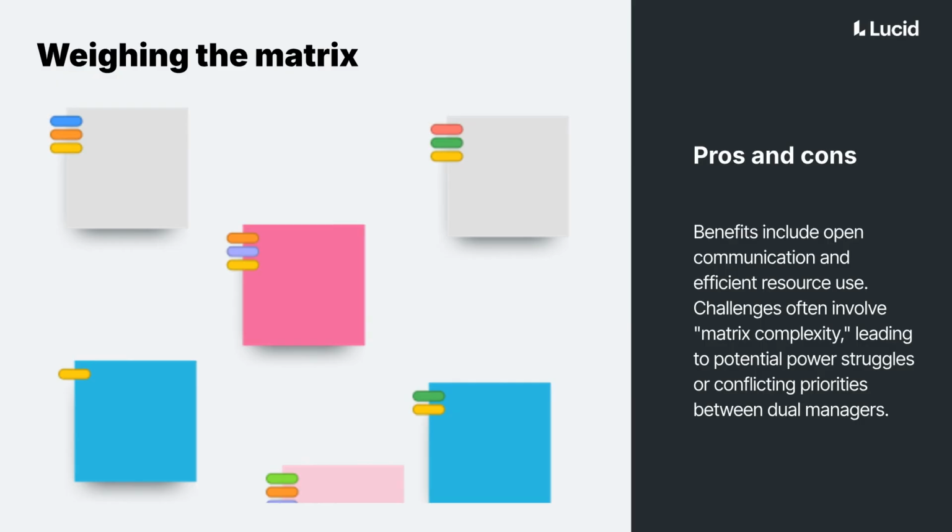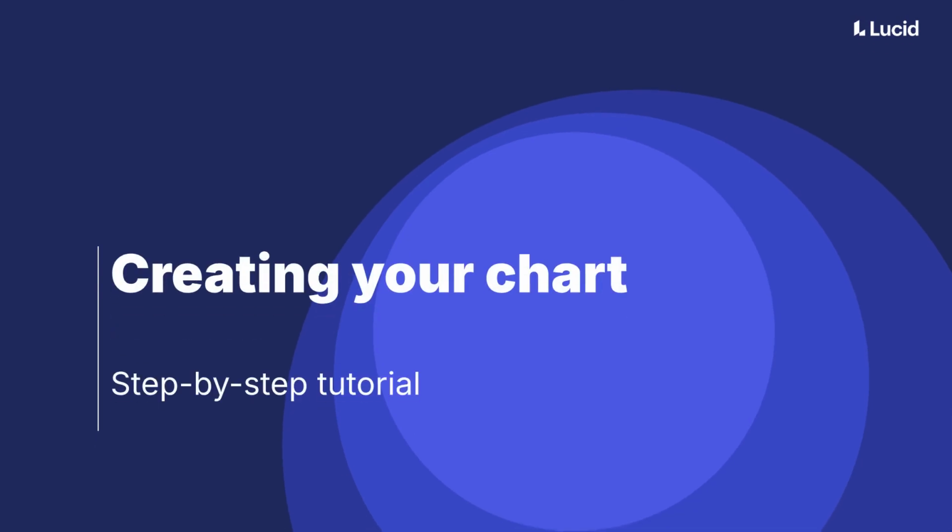Next, let's look at the pros and cons of the matrix structure. It promotes flexibility and open communication, but can lead to confusion or conflicting priorities if reporting lines aren't clear. Now that you understand the theory, let's jump into the product.